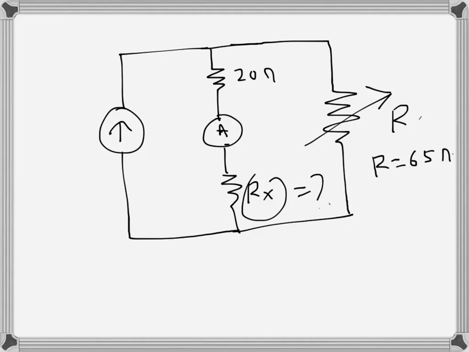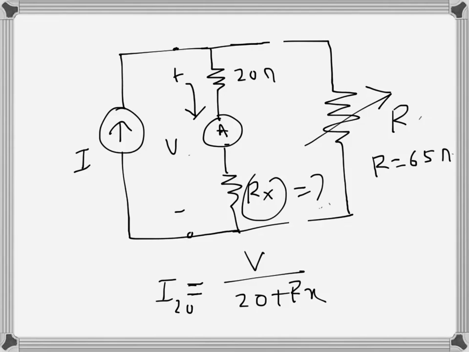This one we have to find from the information. So let's first do the calculation when the potentiometer is not connected like that, and let's see what the current will be if this current source is given I. So the current through the ammeter will be, let's call this voltage V, so we know the current I will be the same current, that is the current I here, and if we call this one current I20, let's say, so this will be V over 20 plus Rx, which is I20 is actually I as well.